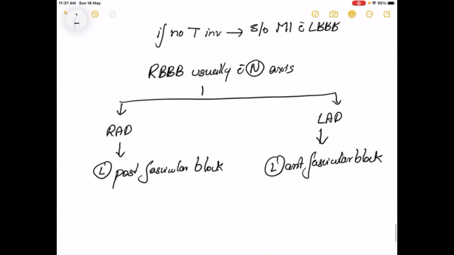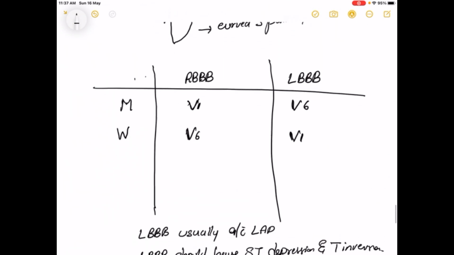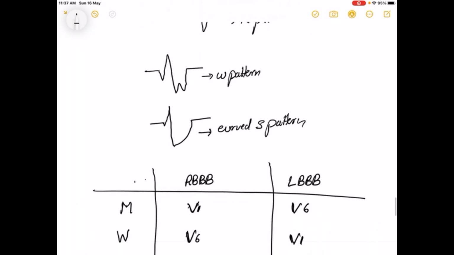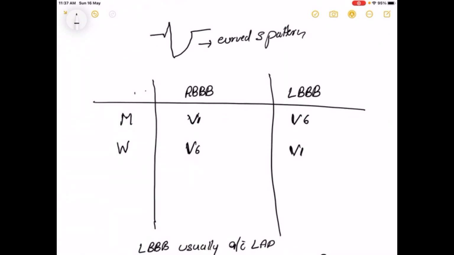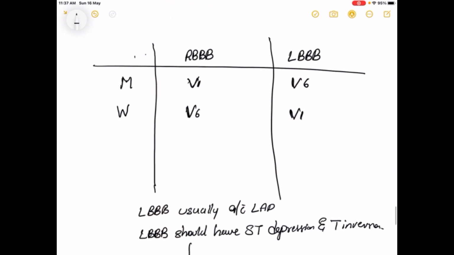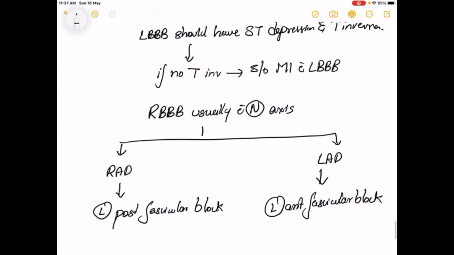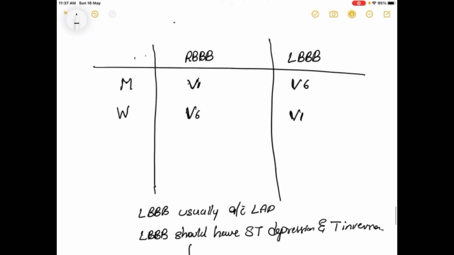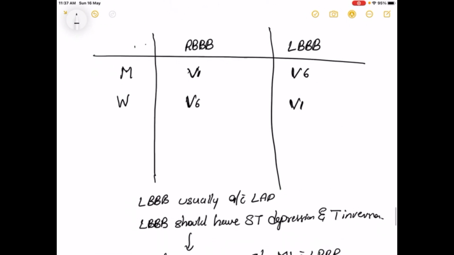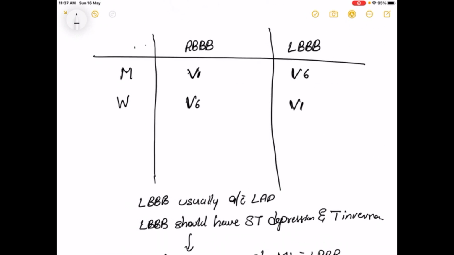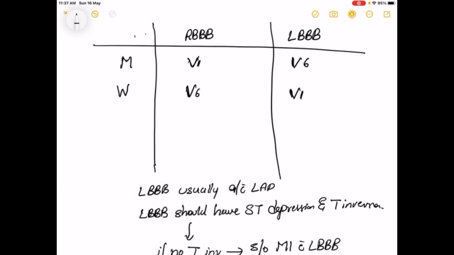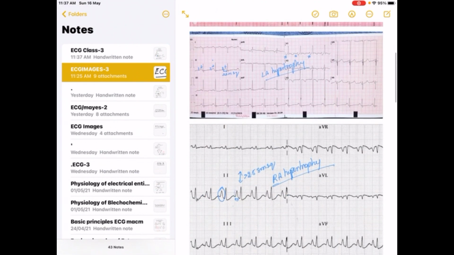So these are the changes seen in right and left bundle branch blocks. Coming again, right bundle branch block: there is M pattern in V1 and W pattern in V6, and usually it is a normal axis. In case it is associated with right axis, it is left posterior fascicular block, and if it is associated with left axis, then it is left anterior fascicular block. Then left bundle branch block has M pattern in V6 and W pattern in V1, and it is usually associated with left axis deviation. So now let's see the ECGs.